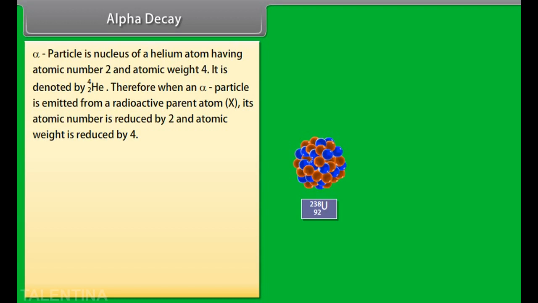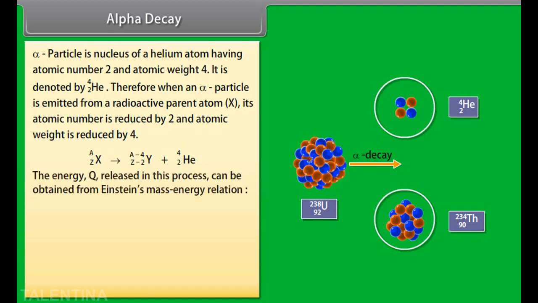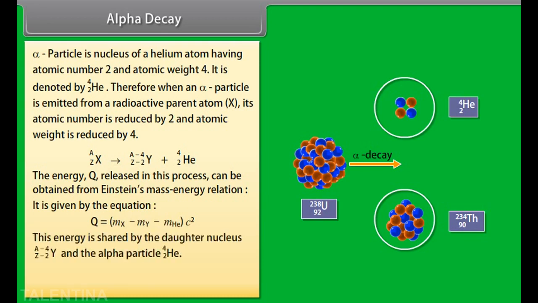Alpha decay. An alpha particle is the nucleus of a helium atom having atomic number 2 and atomic weight 4. Therefore, when an alpha particle is emitted from a radioactive parent atom X, its atomic number is reduced by 2 and atomic weight is reduced by 4. The energy Q released in this process can be obtained from Einstein's mass-energy relation. It is given by the equation Q = (mX − mY − mHe)c². This energy is shared by the daughter nucleus and the alpha particle.